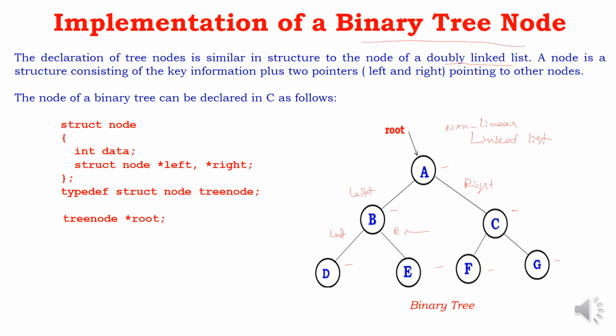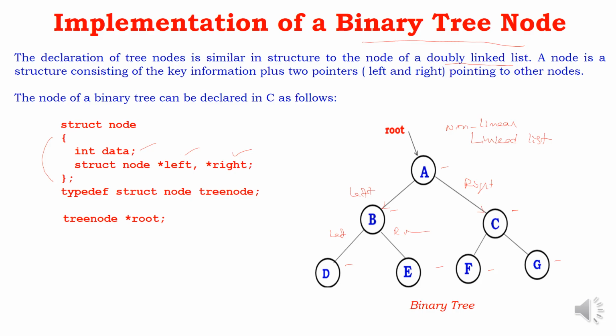We can declare a node with a value, a left pointer and a right pointer. In a doubly linked list also, a node is declared as a structure consisting of a value and a left pointer and a right pointer. Here also, we declare a node in C as a structure consisting of three members: data of the node, address of left node, address of right node. See here, A is a node, it has a left subtree and a right subtree. A is pointing to its left subtree and to its right subtree. So A should have a left pointer and a right pointer.